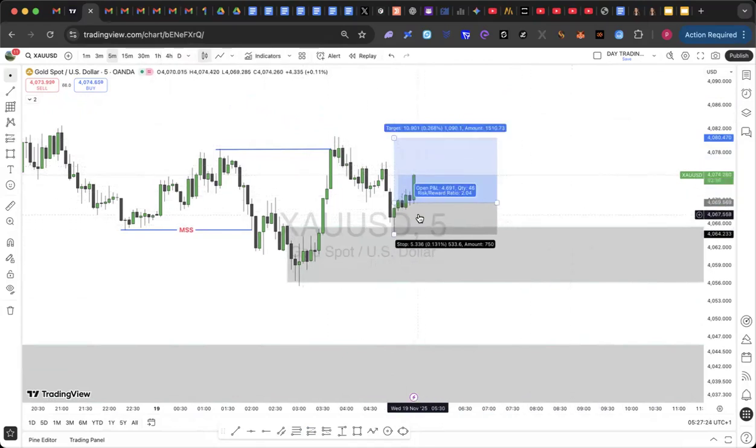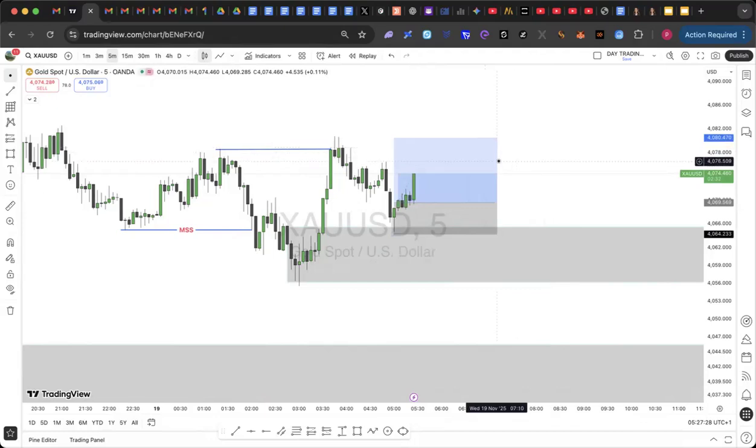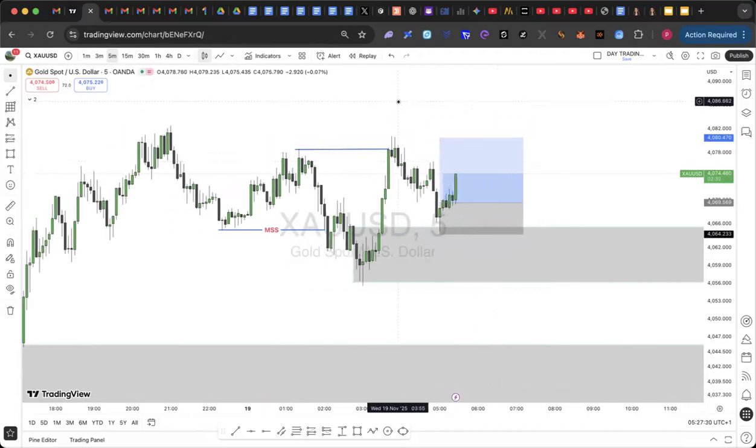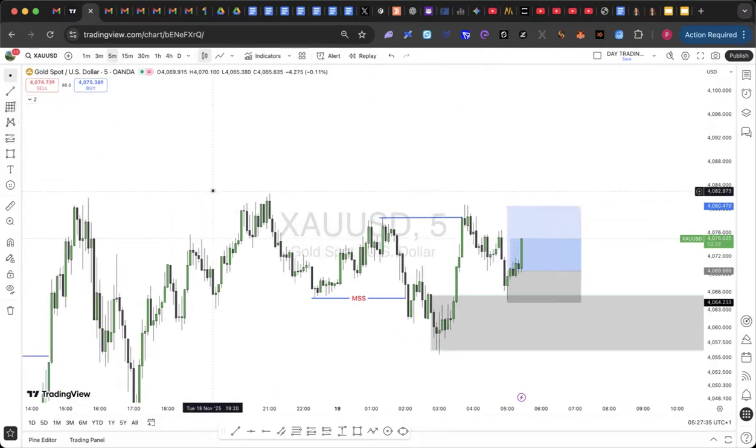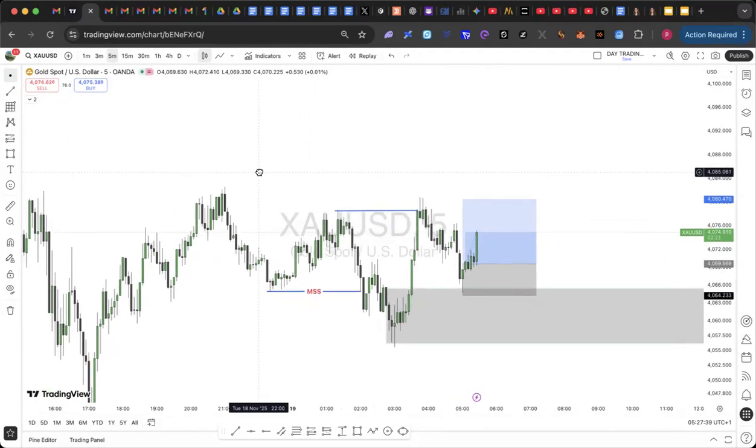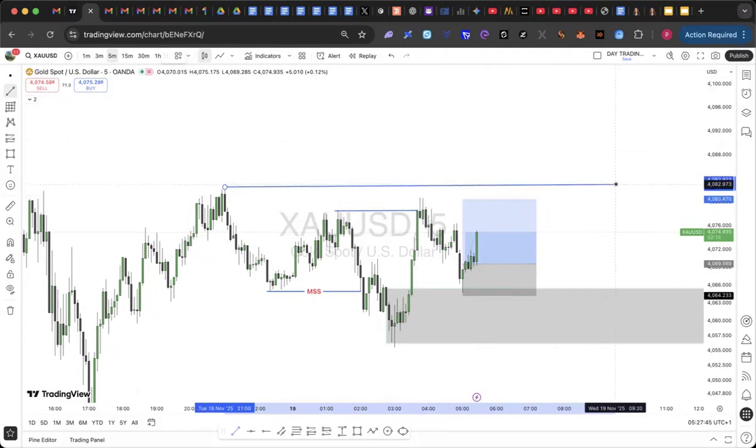I'm risking how many pips? 53 pips to make 109 pips, which is amazing. All right. So what's going to happen? You have a resistance ahead of this point, which is like a kind of sell side, a buy side liquidity. So if that is taken off, then I'm expecting the market to actually rally as much as possible.